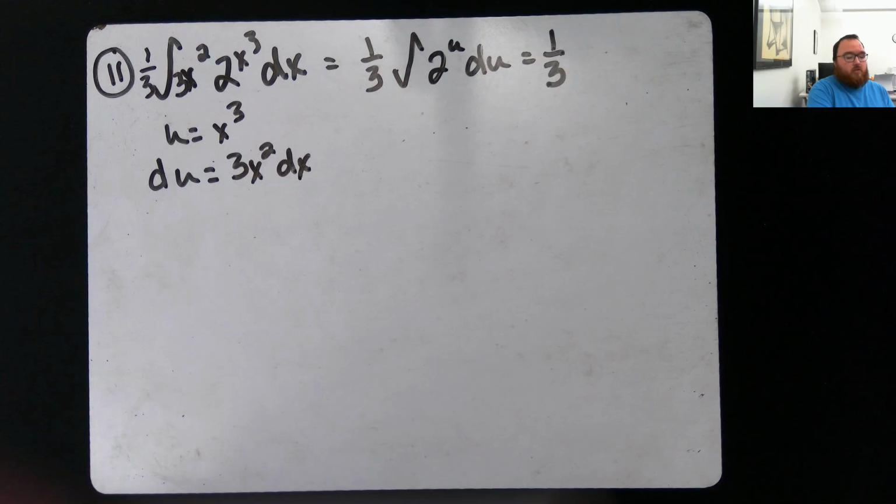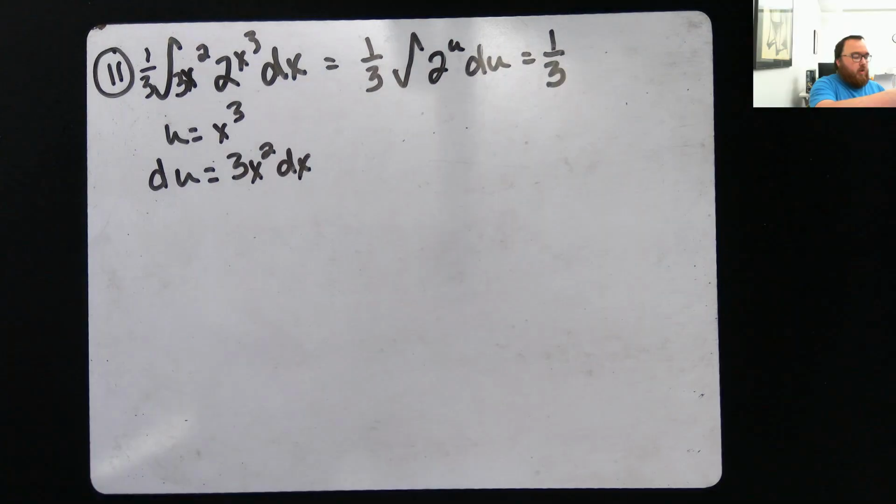Integral of 2 to the u would just make this 1 over the natural log of my base. So natural log of 2.